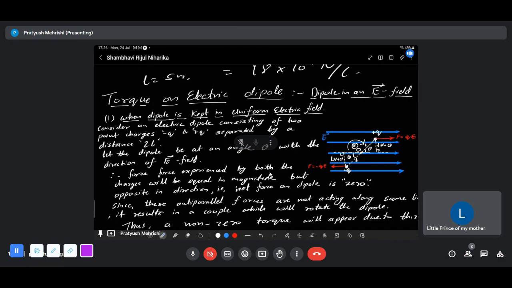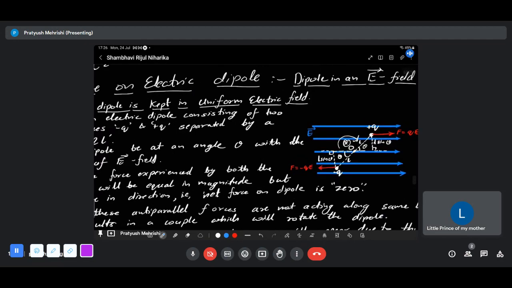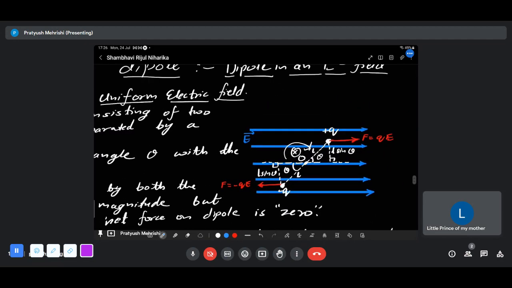Okay. Now torque on an electric dipole. Whenever the dipole is kept in an electric field, this blue one is the electric field. What will happen? The positive charge will face a force in the direction of the electric field, and the negative charge will face a force in the direction opposite to the electric field.